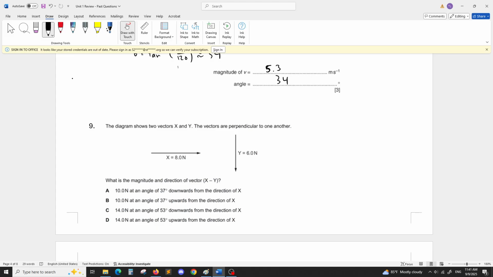So the diagram shows two vectors, x and y. The vectors are perpendicular to one another. What is the magnitude and direction of x minus y? We did kind of go over this in a previous problem, but this is simply x plus negative y. So we have x minus y, so all we need to do is take this arrow and put it on this side, and then it drew a little heart. Nice.